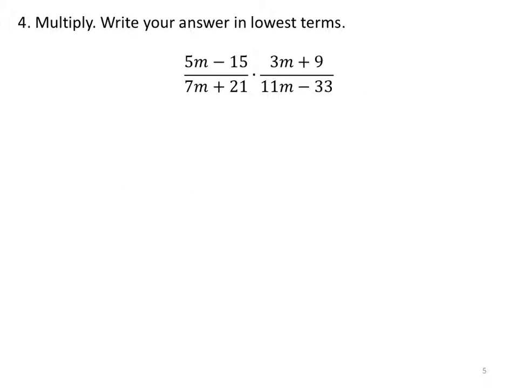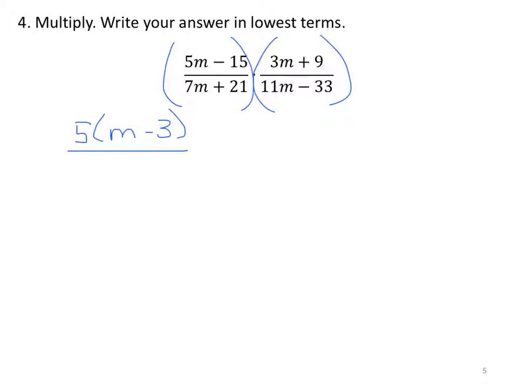In this problem, we're going to multiply. So we have to go through the same steps, but we have two different fractions that are multiplied together. So let's start by factoring. Looking at the first term, the numerator does have a greatest common factor, so let's rewrite it as 5 times m minus 3.